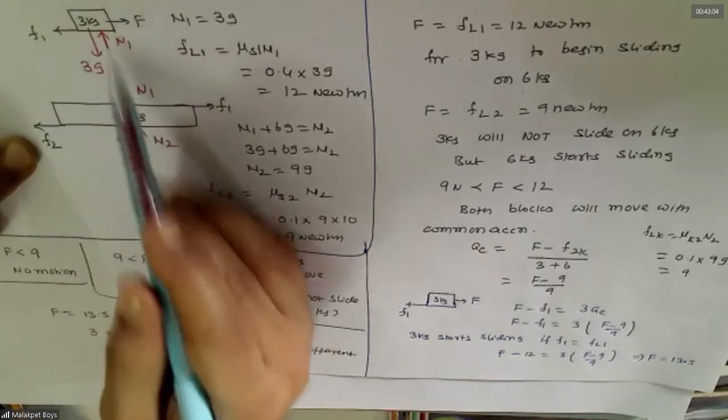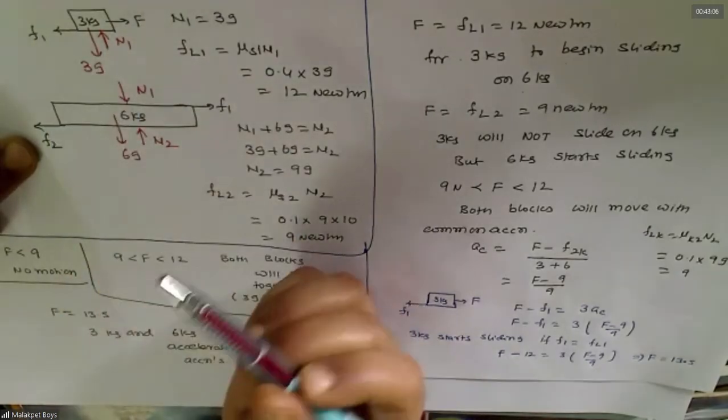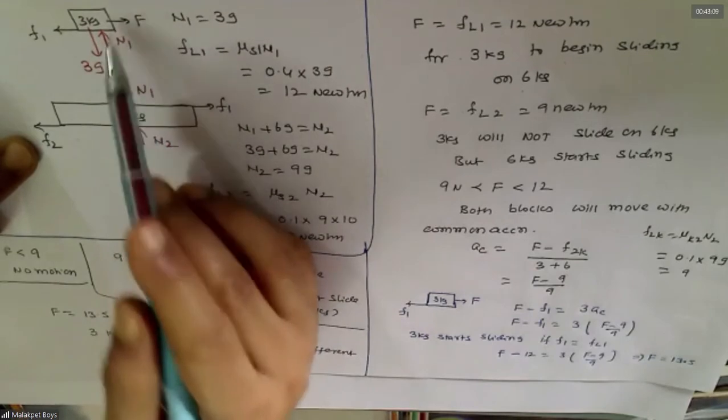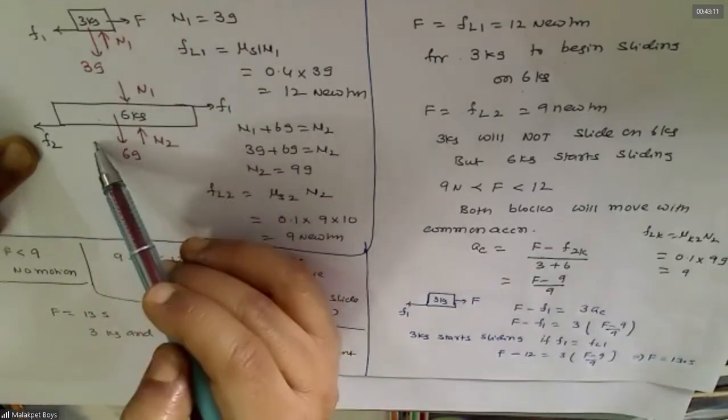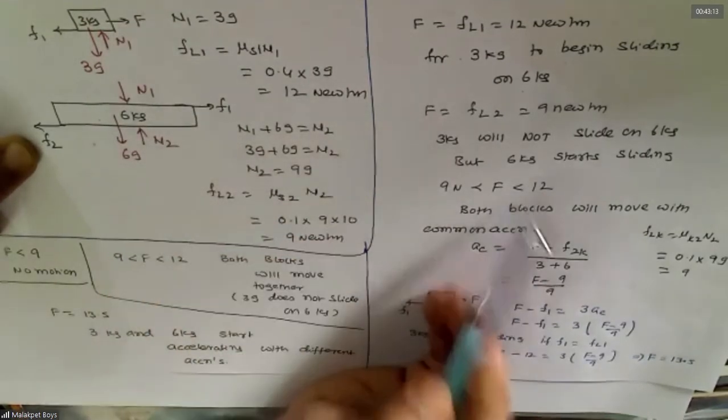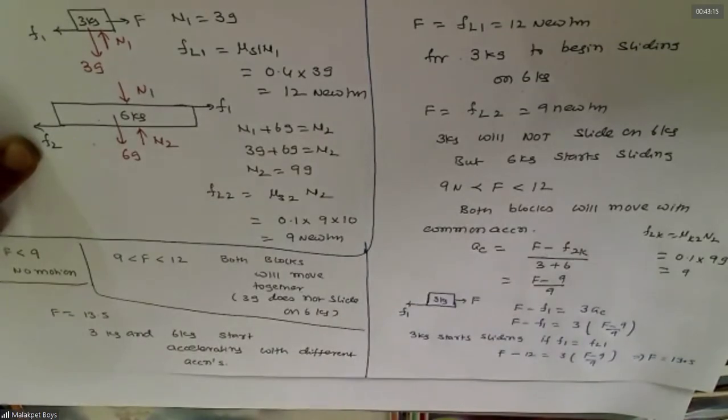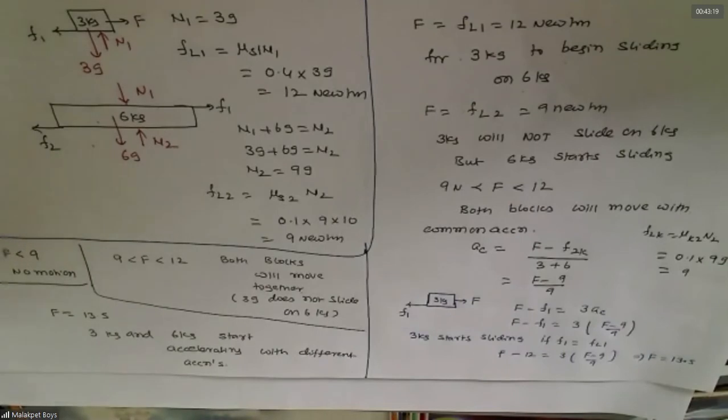Below 9, both the blocks cannot move. Between 9 and 12, this cannot move on this, but this can move on the ground, no? Yes, sir, that's what I wrote. Got it. Understood this? Yes, sir. Understood.